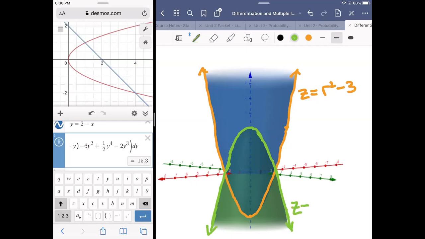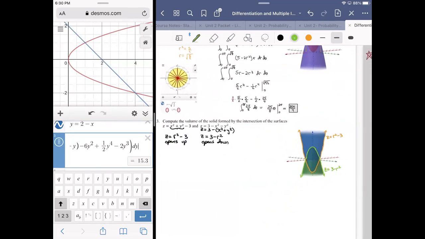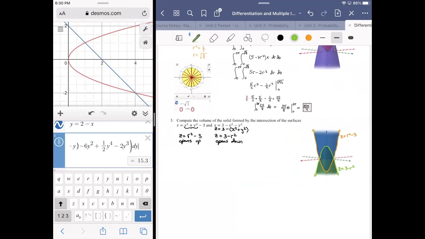So Z is equal to 3 minus r squared. All right, so that's what we're working with. Now we're going to get the volume of the region that's enclosed by those two figures, of the solid formed by the intersection of those two figures.